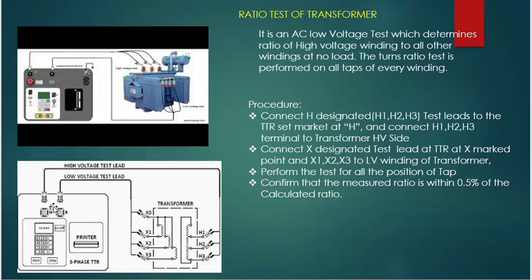High voltage is injected from the instrument to the transformer high voltage winding, and from the transformer action, voltage is induced in the low voltage winding of the transformer. This low voltage will be fed via the low voltage test lead to the instrument, and the instrument internally calculates the ratio between the high voltage winding and the low voltage winding. We should remember that the measured ratio should be within 0.5% of the calculated ratio.